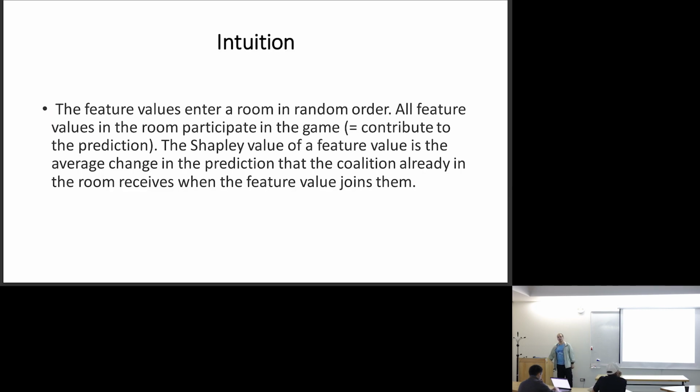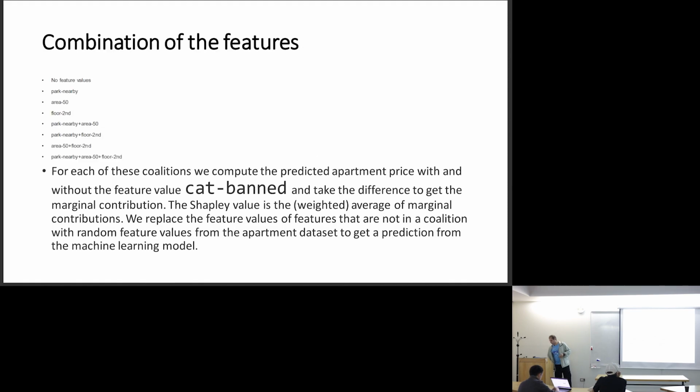I will not dive deep into the mathematics behind the Shapley values. I'm already behind on time; even if I were on time, I would still not be able to do it. The intuition is that we are looking at feature values entering a room in a random order. All feature values in the room participate in the game. So you look at the contribution to the prediction, and the Shapley value of a feature value is the average change in the prediction that the coalition already in the room receives when the feature value joins them. So you look at all the cases before, all the cases where you use the combination of those features, and then you take the average when you add the cat ban.